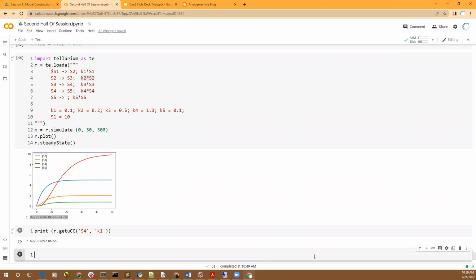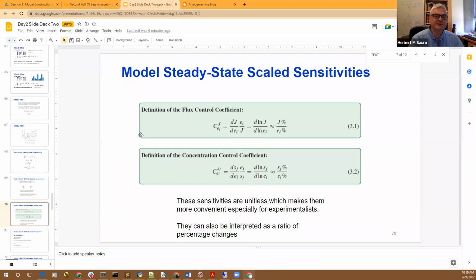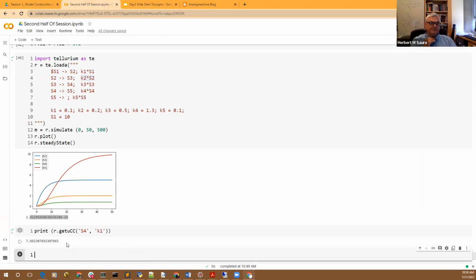Just real quick, the CC stands for control coefficient, if anyone was curious. There's a technical term for these sensitivities. They're either the flux control coefficients or the concentration control coefficients. So we just use CC, from control coefficient. We could have used the word sensitivity, I guess, but in the end, I used CC.